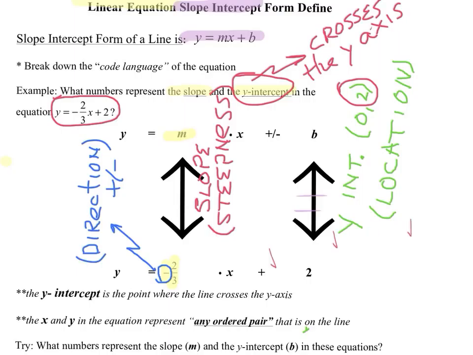But Mr. Meyer, what do the x and y represent here? And I'm so glad you asked. They are any ordered pair that would occur on this line, any generic pair.